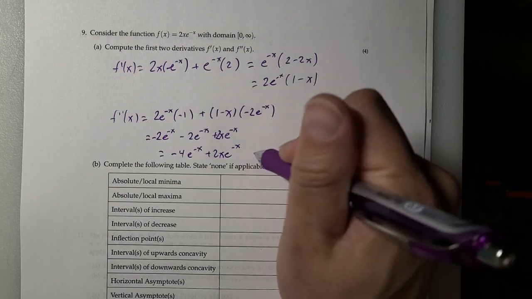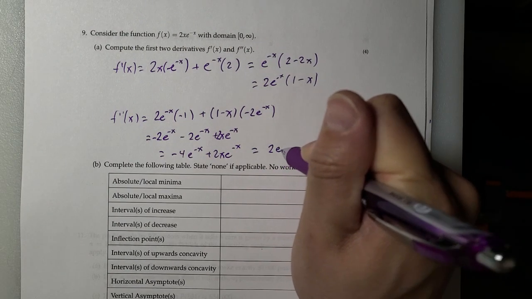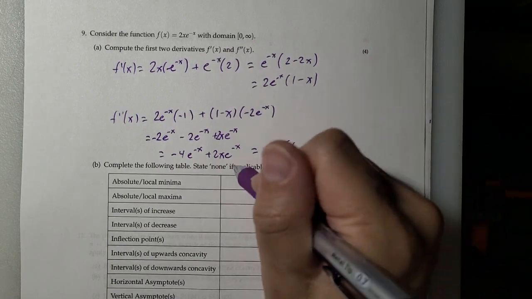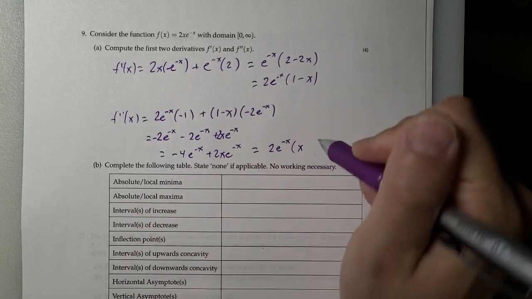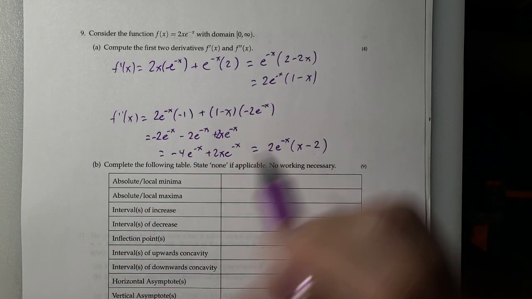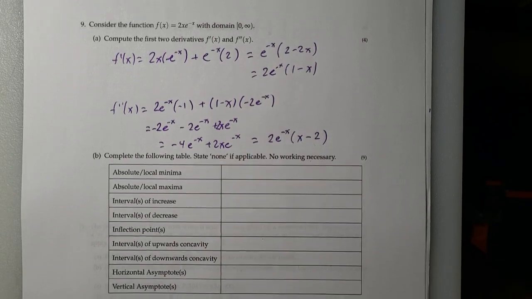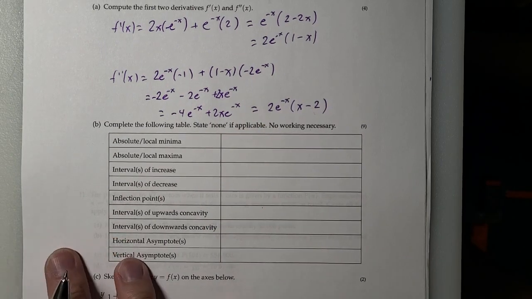Again we can factor out a 2e to the minus x. We would get, this guy would just be x, and this guy would be minus 2. So there's f double prime, and here's f prime. There's a reason why I wrote it like this, because of this next part.